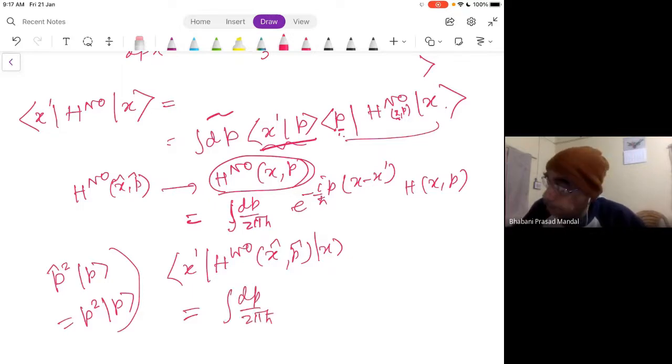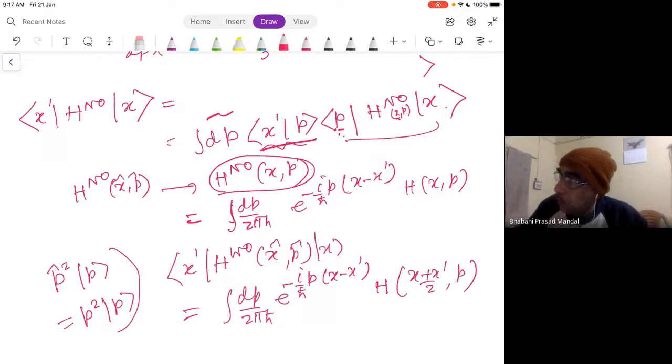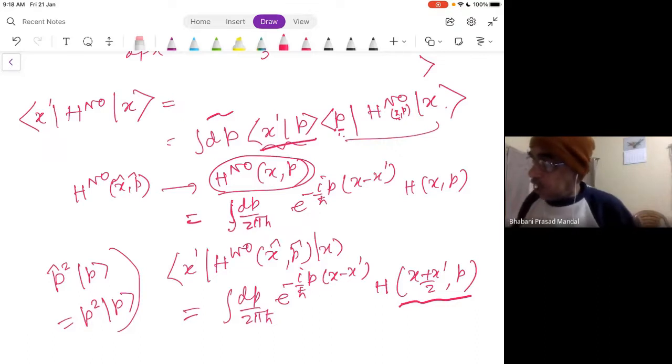Maybe we can prove this. I by h p x minus x prime times h will be x plus x prime by 2 and p. So notice everything is same except this changes. The Hamiltonian will change it to eigenvalues, but its position eigenvalues were taken in two places, x and x prime, and divided by 2. Momentum, of course, it is. And this comes in the Weyl ordering. So if we have a Hamiltonian in Weyl ordering, then the Hamiltonian has to be in the midpoint. So this is called midpoint prescription.